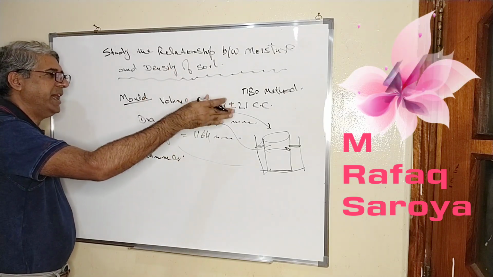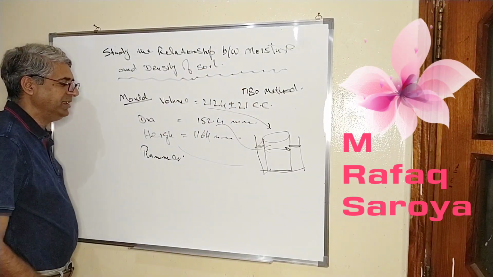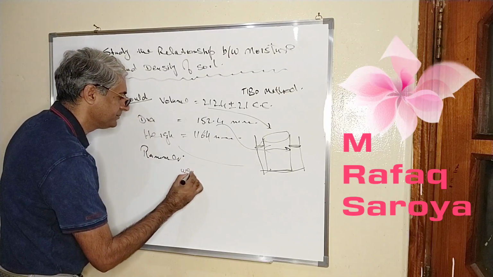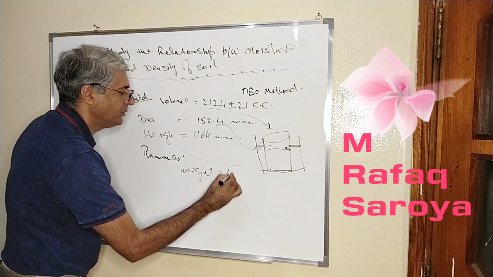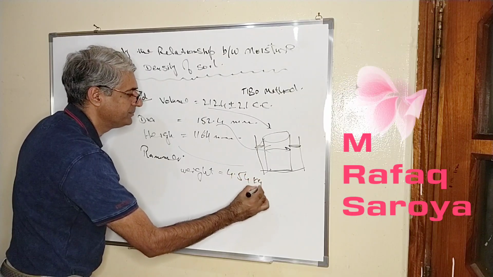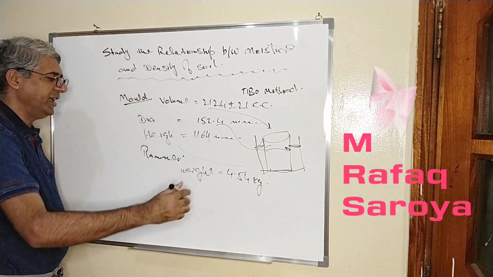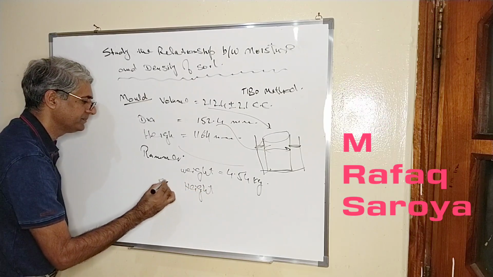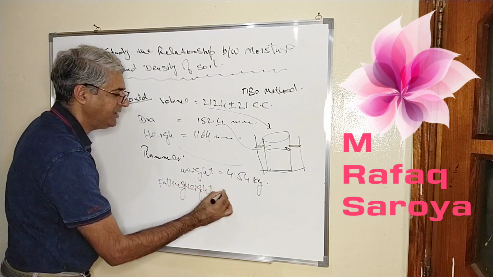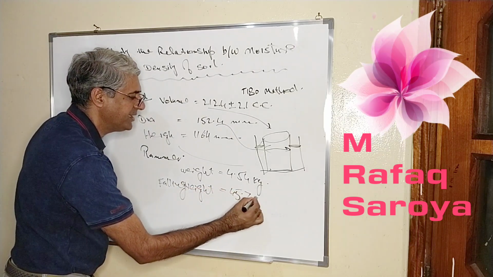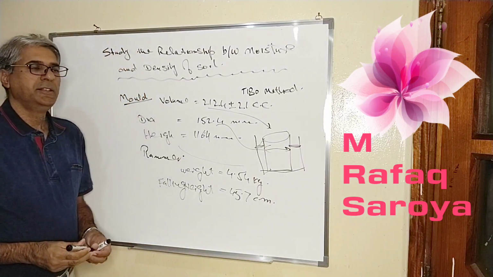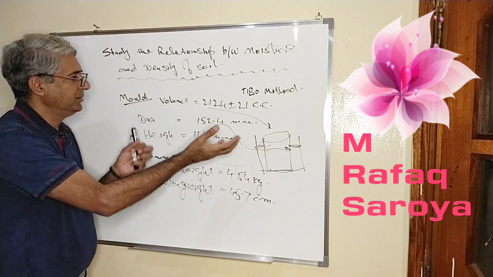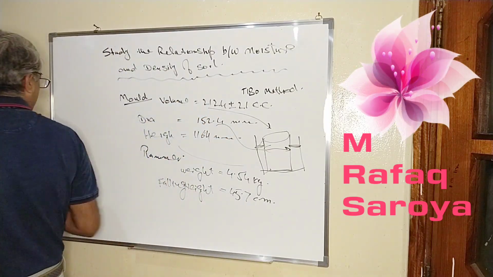The soil or the aggregate base course is compacted with the help of this rammer. Now I will give you the introduction about this rammer. Its weight is 4.54 kilograms, and it is made to fall from a certain height. The falling height is equal to 45.7 centimeters. So this is just a brief introduction about these parts.